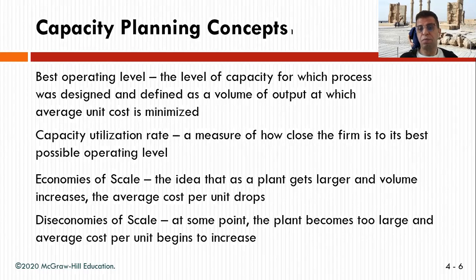The capacity planning concept is the best operating level. The best operating level is the level of capacity for which a process was designed, defined as the volume of output at which the average unit cost is minimized. So the best operating level is how much you can produce as a capacity where your cost per unit is reduced.